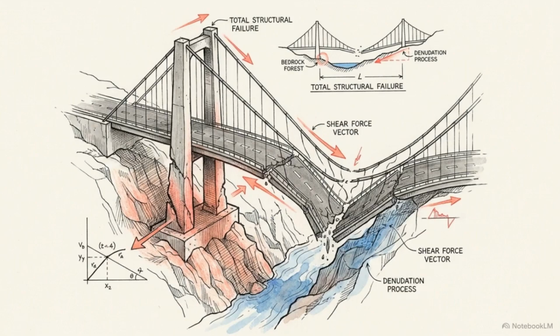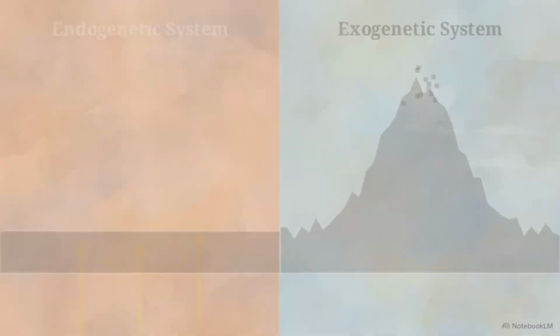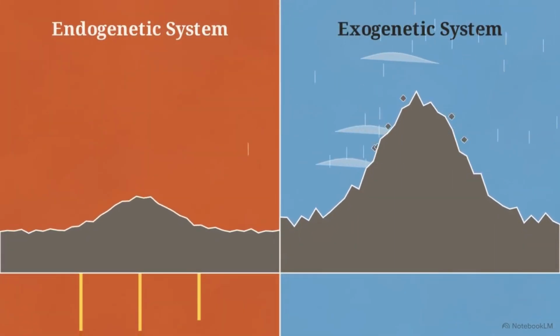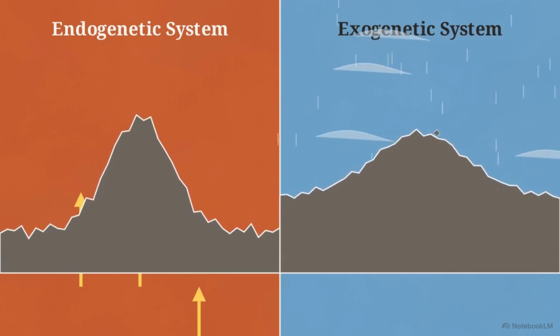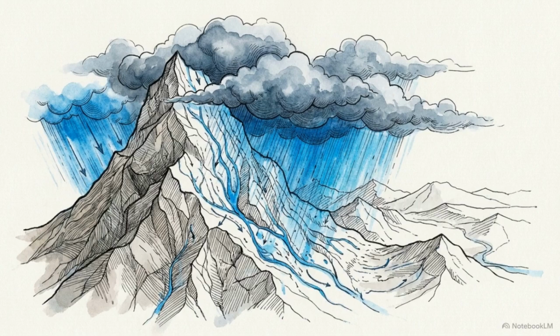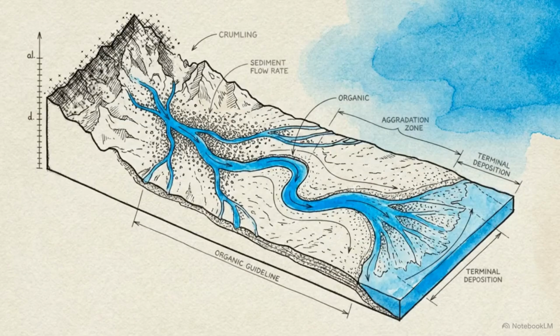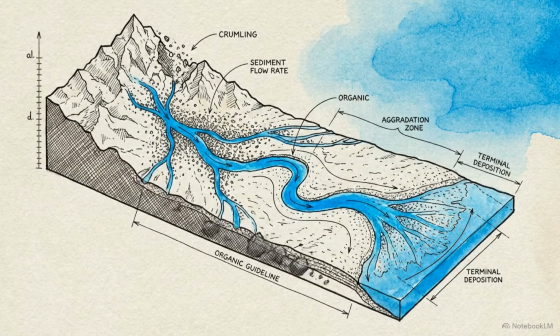We can now synthesize this entire dual energy engine. Endogenetic forces push the crust up to create potential energy. Exogenetic forces break it down to release that kinetic energy. Here is the cycle operating simultaneously across a landscape. The jagged endogenetic peak actively wears down under exogenetic forces, and the resulting sediment flows down a river system, eventually fanning out into a wide delta through aggradation.